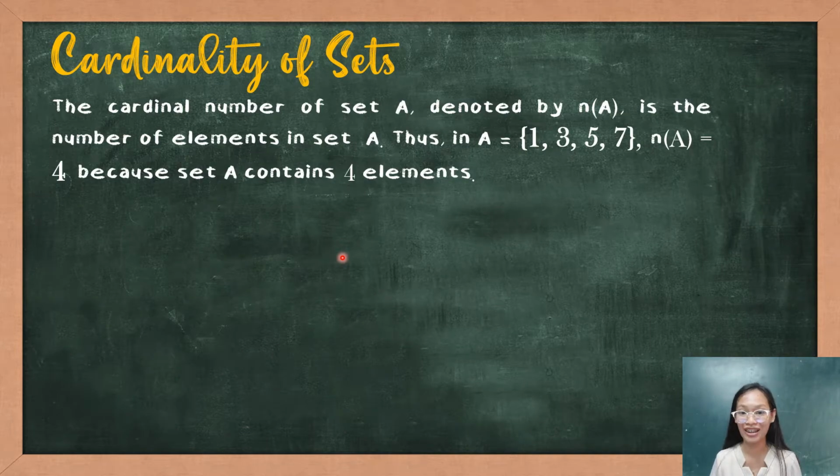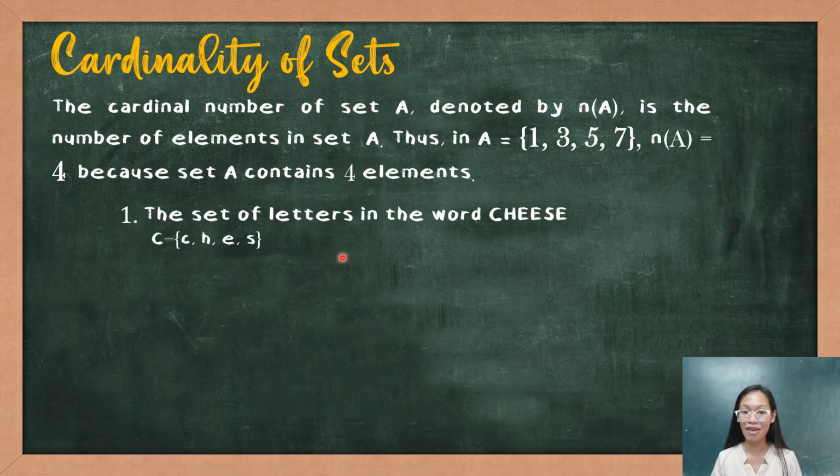cardinality. Alright? For example, the set of letters in the word cheese. Bilangin lang natin if ilan yung elements. We have C, H, E, and S. So that is 1, 2, 3, and 4. So the cardinality of our set C, that is n of C, is equal to 4. Ang dali lang, di ba?